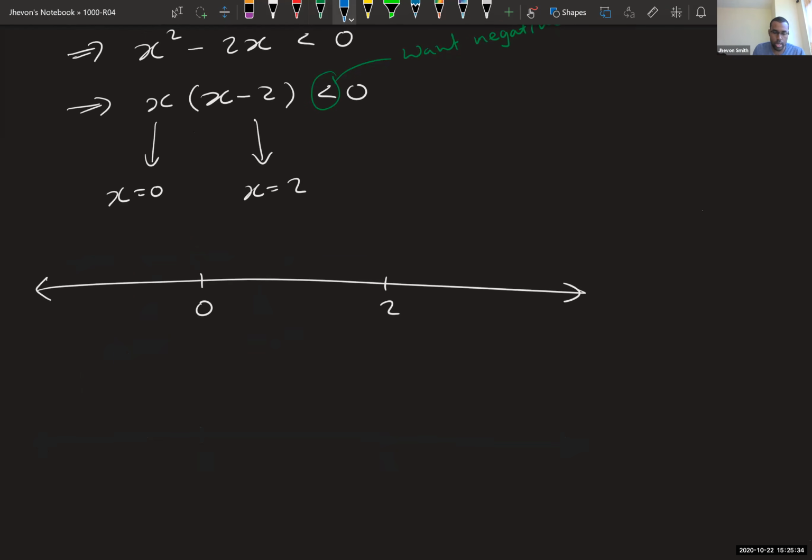So you pick some random test values. Say I pick a -1. I can pick a 1 here, and I can pick a 3 here. You can pick any number you want in the interval. Just make it easy, right? So I'm not going to pick like 1,556, even though I could. Just make it easy to see. So we're going to test this in.